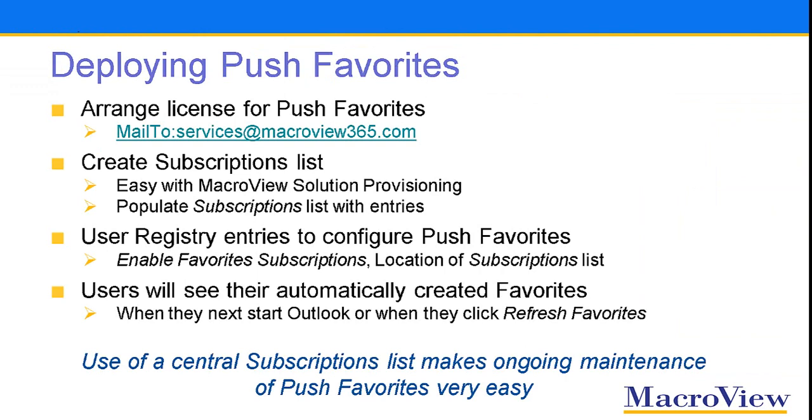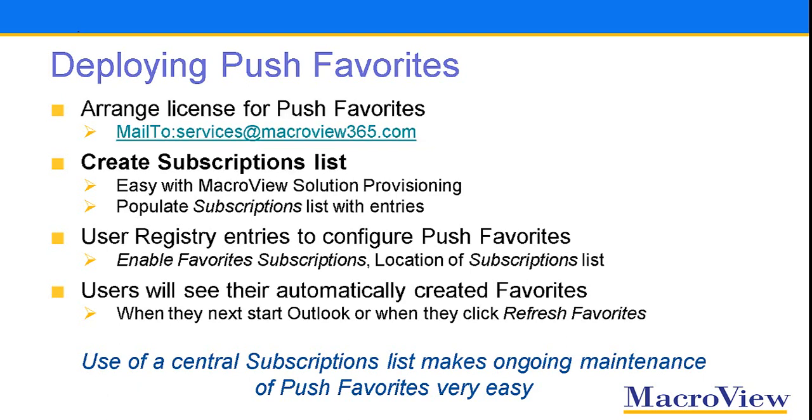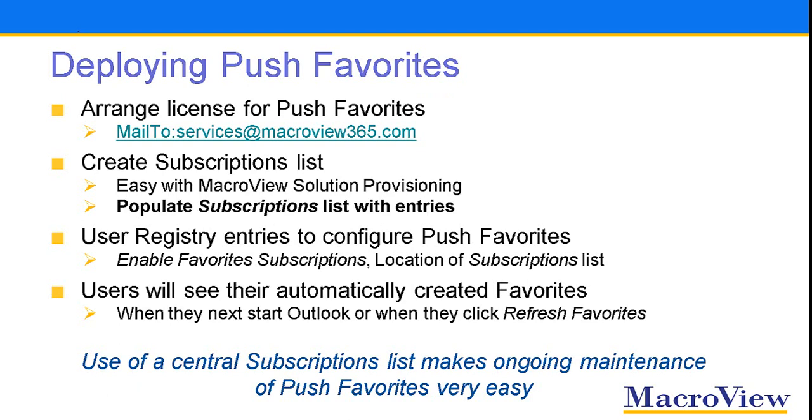Deploying MacroView Push Favorites is straightforward. The first step is to arrange a license for push favorites with MacroView services. The MacroView Push Favorites logic within each user's copy of DMF or MacroView message will then be enabled. Then you need to create a subscriptions list. This is easy to do with MacroView's solution provisioning tool. Then populate that subscriptions list with entries as we've seen.